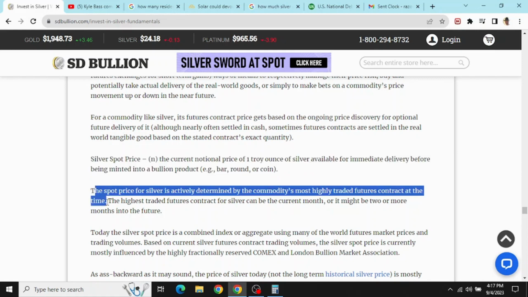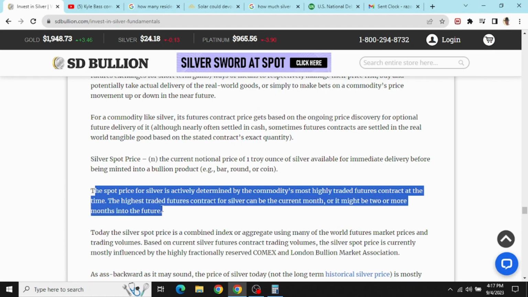The spot price for silver is actually determined by the commodity's most highly traded futures contracts at the time. The highest traded futures contract for silver can be the current month, or it might even be 2 or more months into the future.